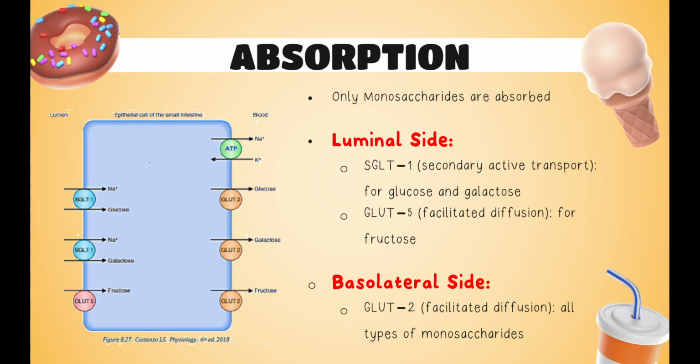So as you can see here, in the image sa left side, this is your small intestine, in which in the luminal side or apical side of your small intestine, there we will find your different channels, your SGLT1, which is for your glucose and galactose, and we have your GLUT5, which is for your fructose. While on the basolateral side, you will be able to find your GLUT2, which is for all types of your monosaccharides. Now, again, this is in relation to absorption.